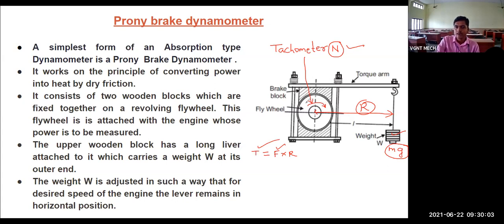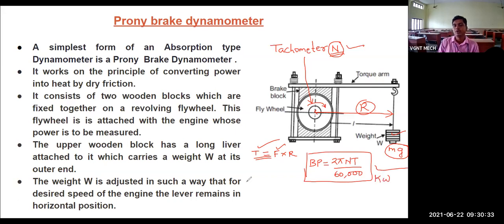From the tachometer we got the value of the speed, and from this weight we got the value of torque. So brake power we can calculate: BP equal to 2 pi NT divided by 60,000. You put the N value over here, the torque value over here, multiply, and we can calculate brake power in kilowatts. So this is how the Prony brake dynamometer will work.